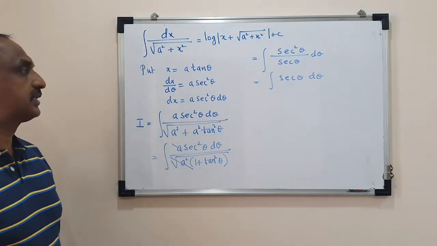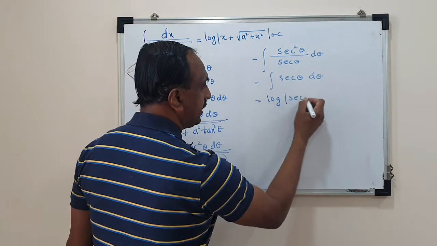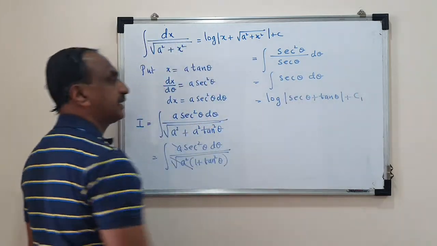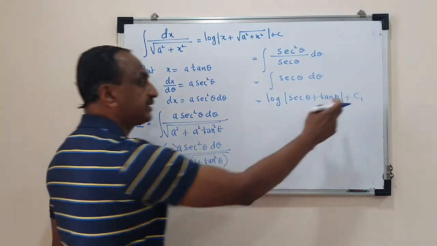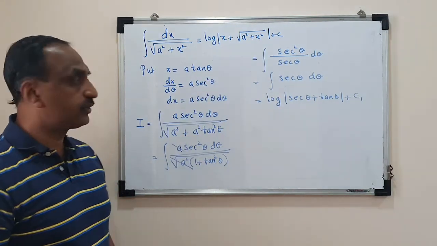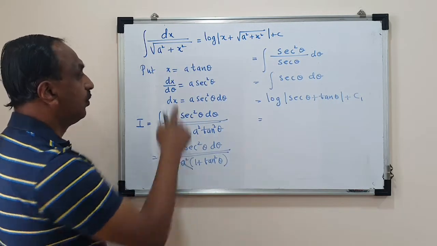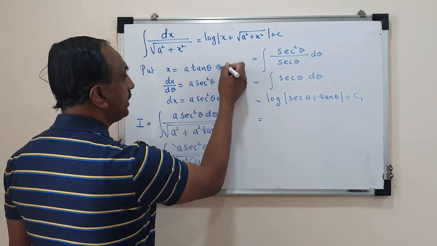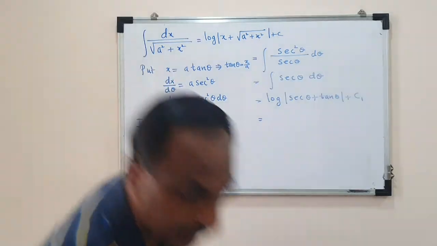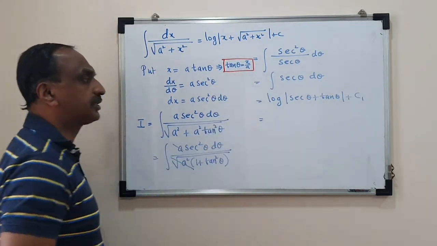Now when you integrate this, log of sec theta plus tan theta plus c1. You know the integral of sec theta is log sec theta plus tan theta. Why did I write c1? My final answer should have c, but that constant c1 is going to change. Now I need to replace them in terms of x. What I have from here is tan theta is x by a. So my substitution is tan theta is equal to x by a.